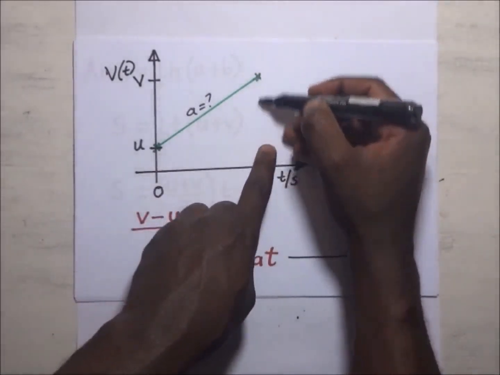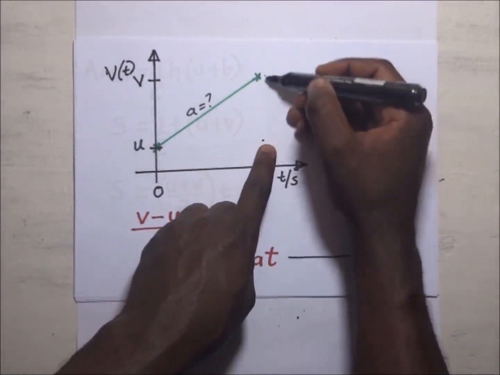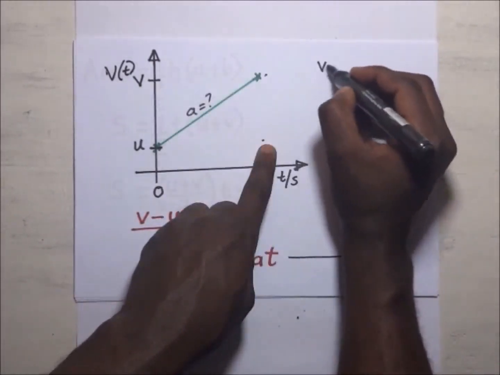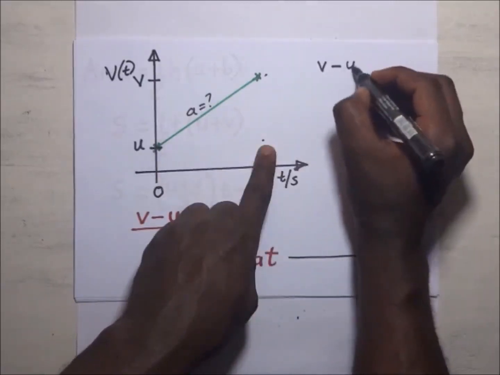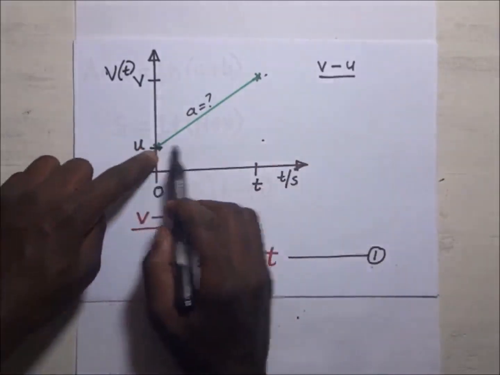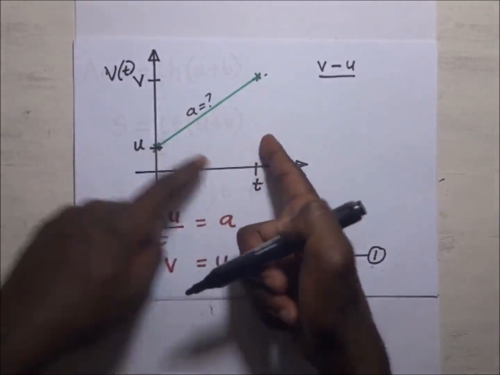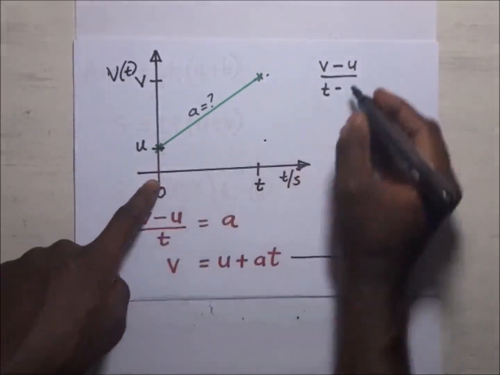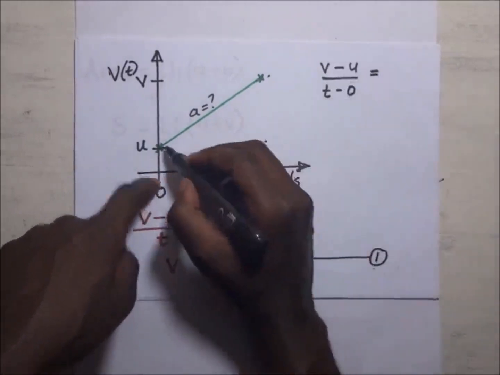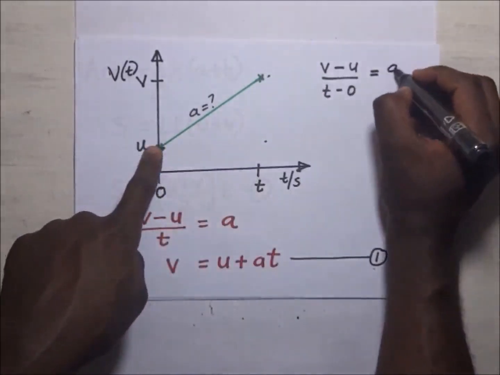Of course, the change in y is the final velocity v minus the initial velocity, which is u. Divide that by the change in x. The change in x is the final time, which is t, minus the initial time, which is 0. This gives us the slope, which happens to be the acceleration.